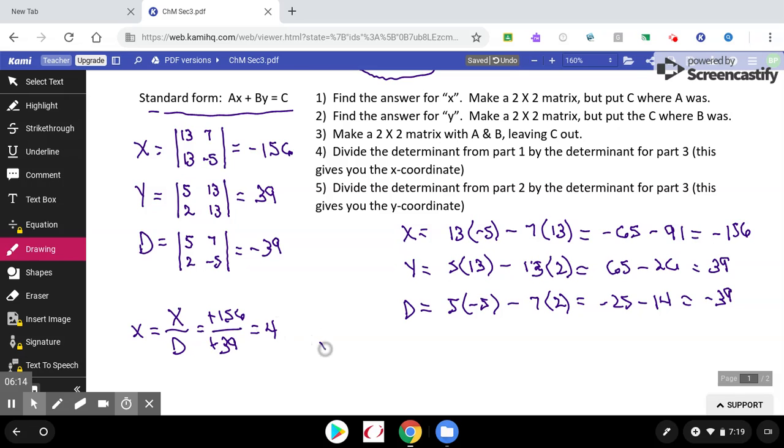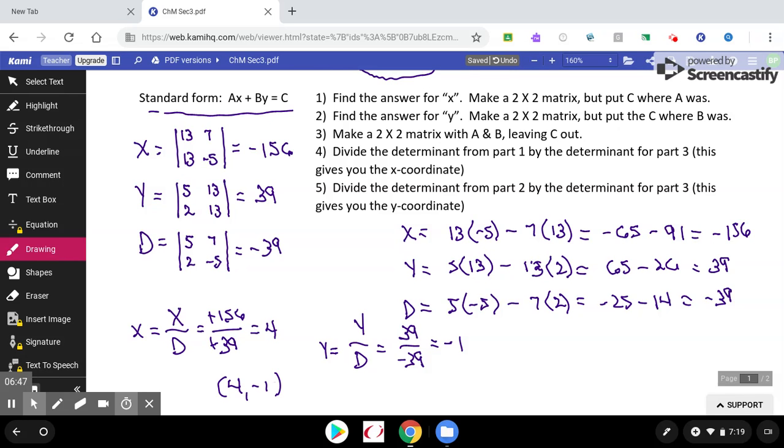The y-coordinate would be to take the y matrix and divide it by that third matrix. So the answer we got for the y was positive 39. Again, the answer we got for d was negative 39. That equals negative 1. So if you had graphed these two, you would have seen that they crossed at 4, negative 1. If you had done substitution or elimination methods, you would have got 4 and negative 1. So Cramer's rule, kind of cool.